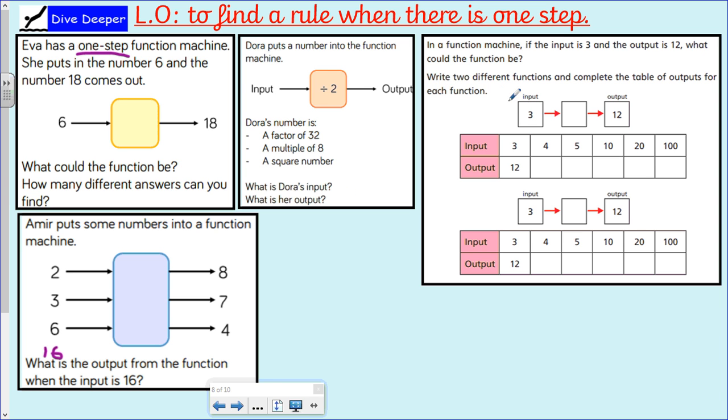And then in a function machine, if the input is 3 and the output is 12, what could the function be? Write down 2 different functions and complete the table of outputs. So one function here that it could be to go from 3 to 12, and then a separate one here. Again, that would be quite a nice one to have a go at. If you find that one a bit tricky, have a go at this one instead.